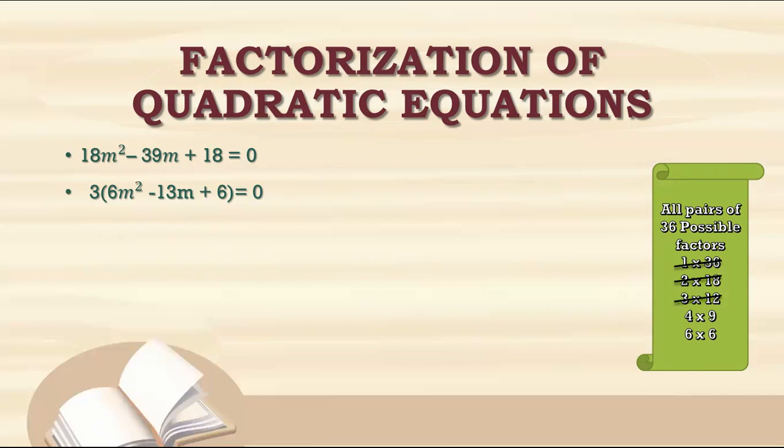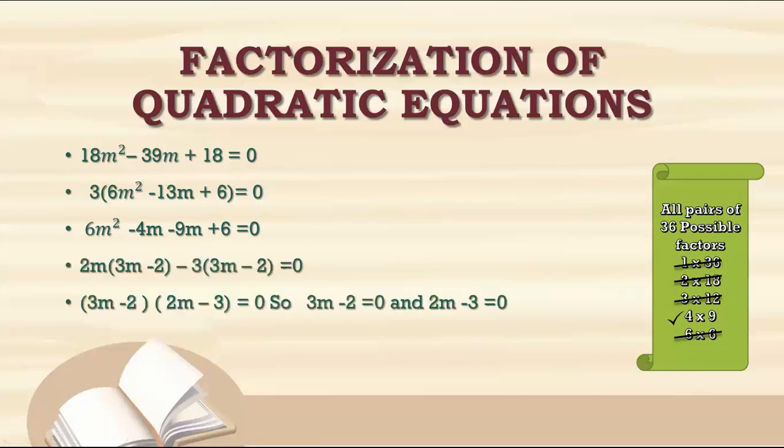But if we go to 6 sixes are 36, 6 plus 6 is 12 and 6 minus 6 is 0. It means this is not the suitable one. We are left with only one factor, which should be the best possible factor, but let's check. If we add 4 plus 9, yes, it is equal to 13. So let's replace 13 with 4 and 9. Again, we must consider that 13 has m as a variable, so we must replace 13m with minus 4m and minus 9m.